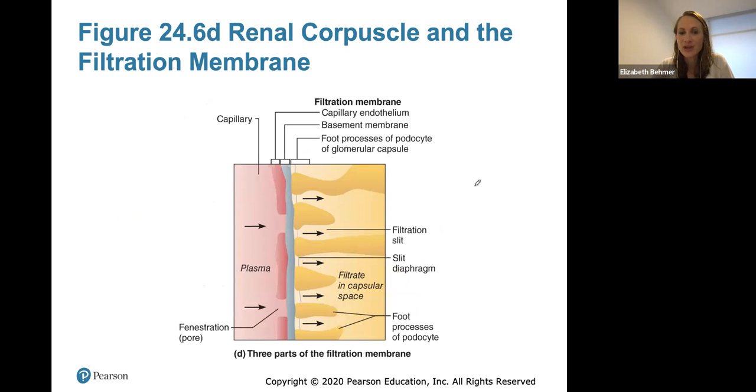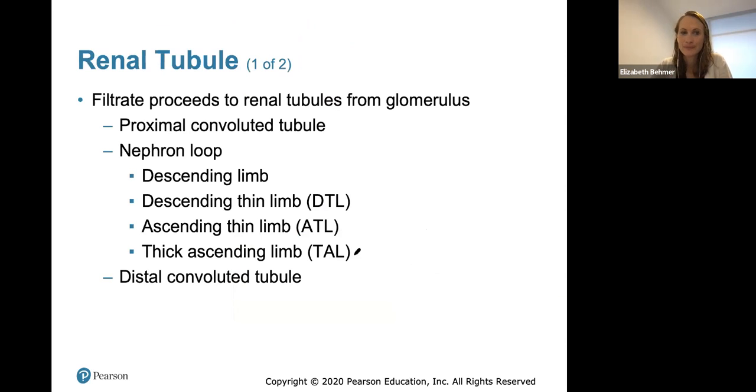Here's a look at the filtration membrane, kind of a look at a side of it. So here's the capillary. We have capillary endothelium with kind of filtration slits. Then we have spaces between the foot processes of the podocytes. So we have all of these spaces to allow filtrate to pass into the capsular space.